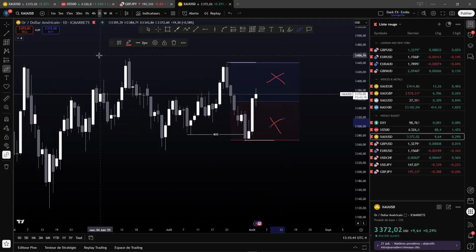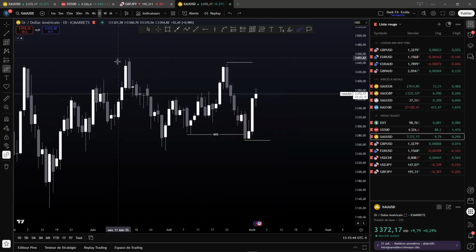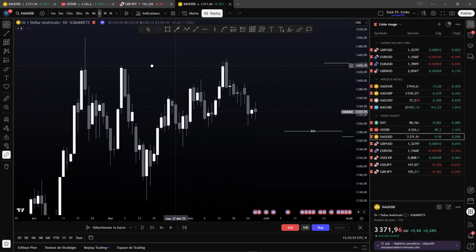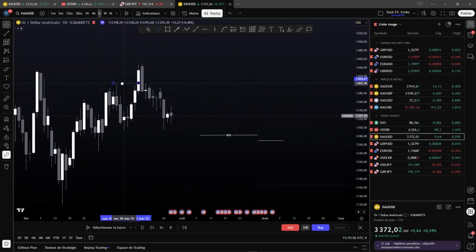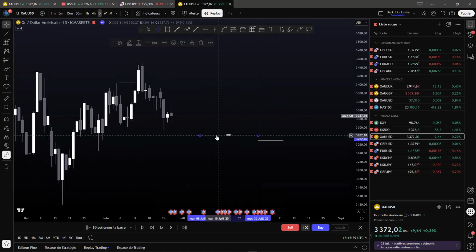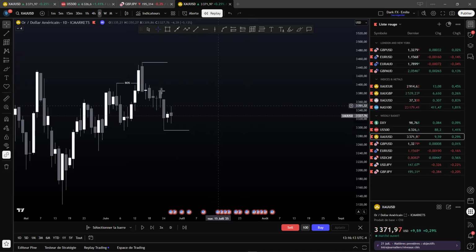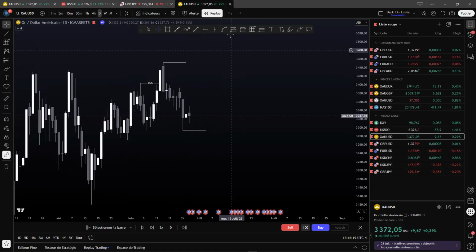We can do the same everywhere. Imagine we did not have all of this and we were still somewhere like here. What was the last break of structure? It was here. Where's the last high? Here. Break of structure here. And where's the low? The low is here. You have your range and you have the break of structure, so you have your direction, but you must also check if your direction is right.